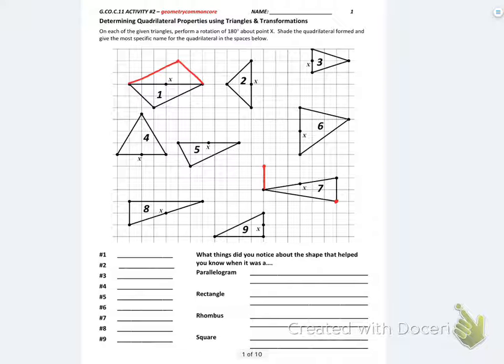So that's a pretty easy method for doing the rotation. But if you want the patty paper, you can use it. Go ahead, rotate the other 7 of these, and then we will talk about what we're looking at. So we are going to be looking at 4 quadrilaterals. We've got parallelograms, rectangles, rhombi, and squares.